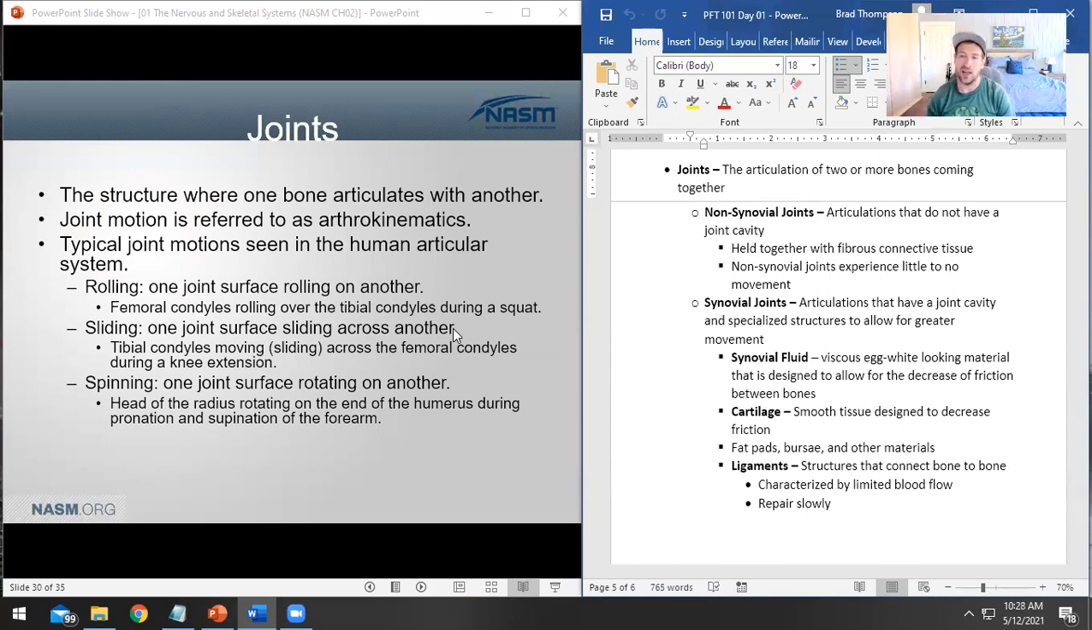And so a joint is the articulation of two or more bones coming together, because there's a lot of times, like in your short bones, for instance, in your wrist, you might have 4 joints for one singular bone.